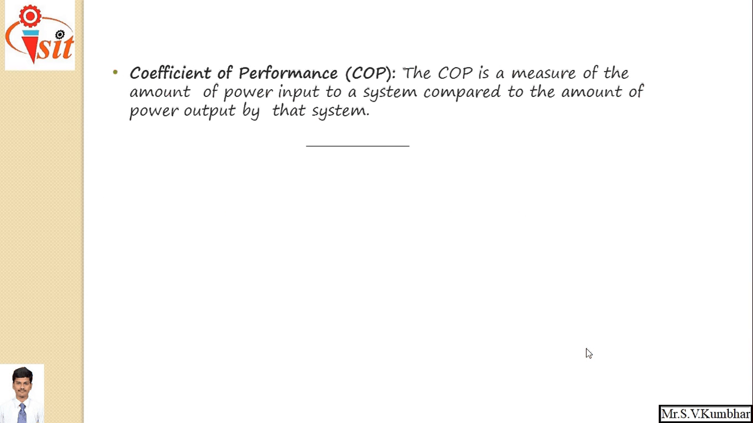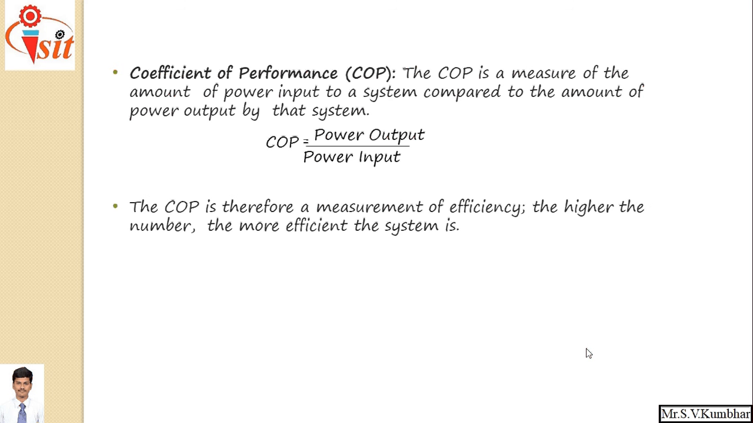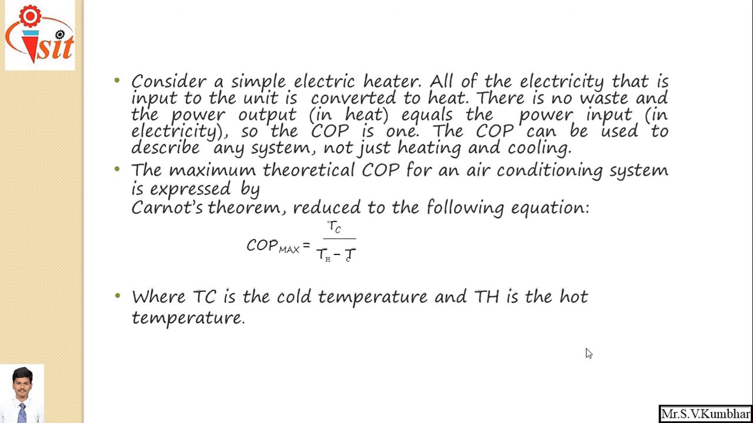In the earlier lecture we studied efficiency. In a very similar manner, the coefficient of performance, that is COP, is a measure of the amount of power output by the system compared to the amount of power input to the system, and COP is given by power output upon power input. Generally that power output is the refrigerating effect, and power input is the electricity supplied to the heat pump. The COP therefore is a measure of efficiency. The higher the number, the more efficient the system is.